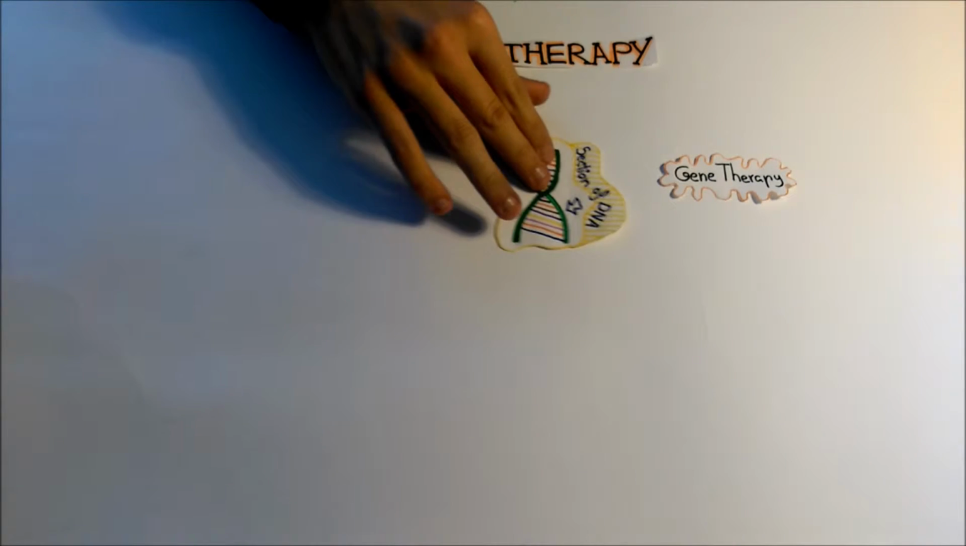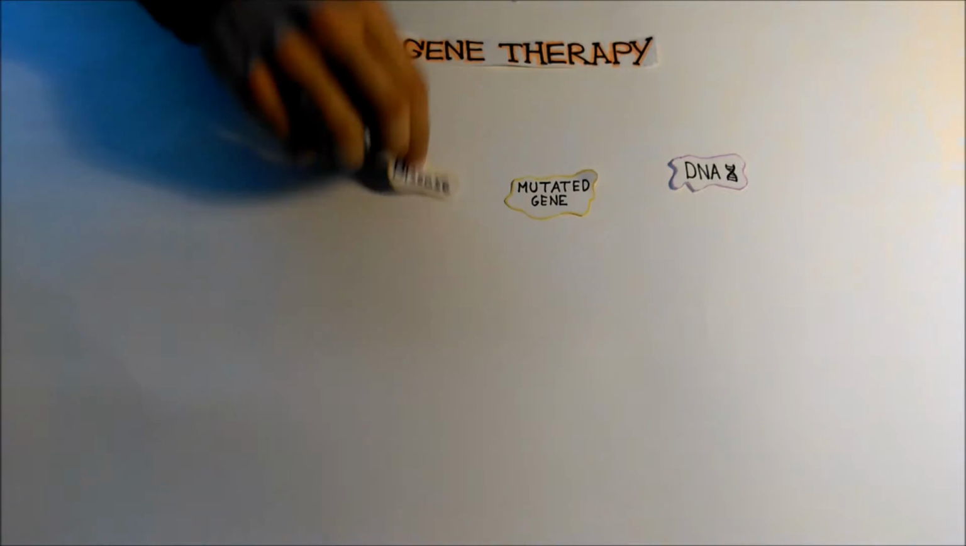Gene therapy uses sections of DNA, usually genes, to treat or prevent disease. The DNA is carefully selected to correct the effect of a mutated gene that is causing disease.